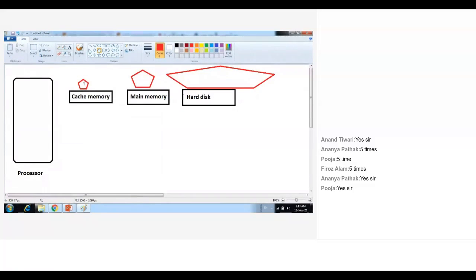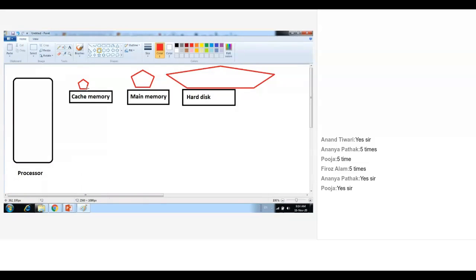For example, take the example of your class. If I ask whether Ananya is there in today's classroom, it is a very small container. You can look around your class and find out very quickly whether Ananya is there or not, right? Yes or no? Come on, just say yes sir or no sir. Okay.